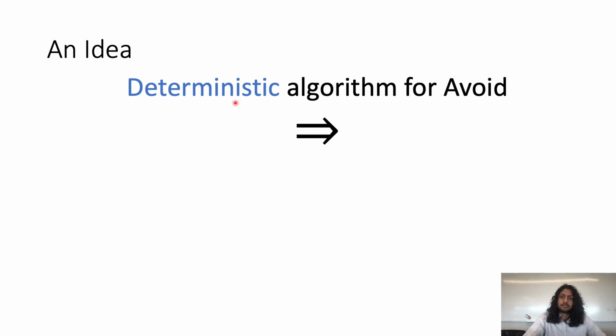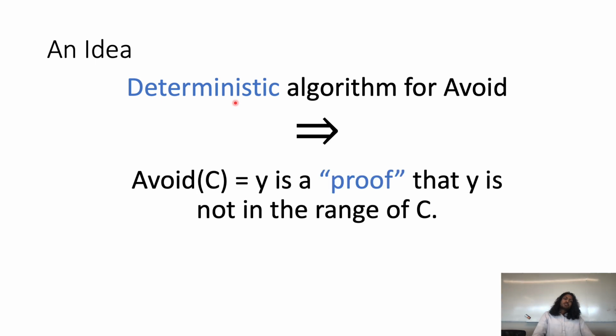randomized algorithm exists. So one thing that's somewhat strange that you can do if you had a deterministic algorithm for Avoid is that for any circuit C, you can prove that some string y is not in the range of C. How do you do that? You just run the Avoid algorithm on C, and this, in some loose sense, will constitute a proof that y is not in the range of C. Because if this Avoid algorithm is correct, then it has to output some y that's not in the range of C.